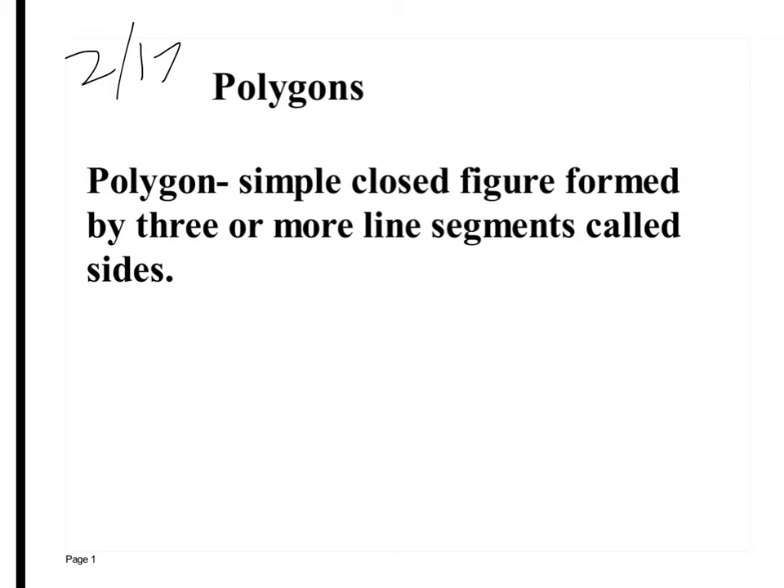Okay, so a circle is not a polygon because it's not formed by line segments. All right. The other thing I'll tell you is that the sides cannot overlap. All right, that's the only other rule you need to know.